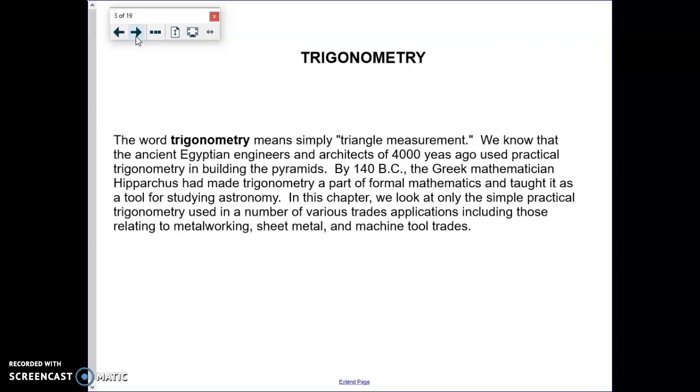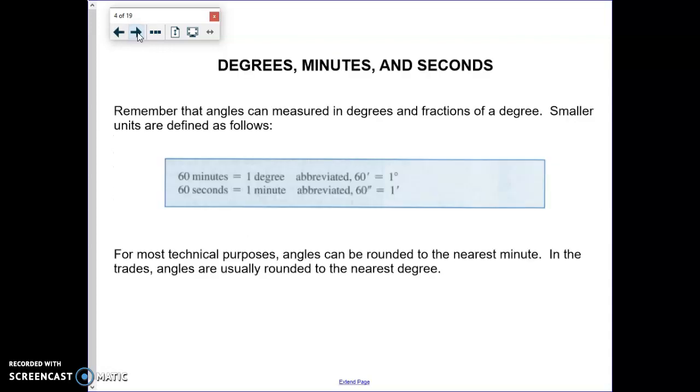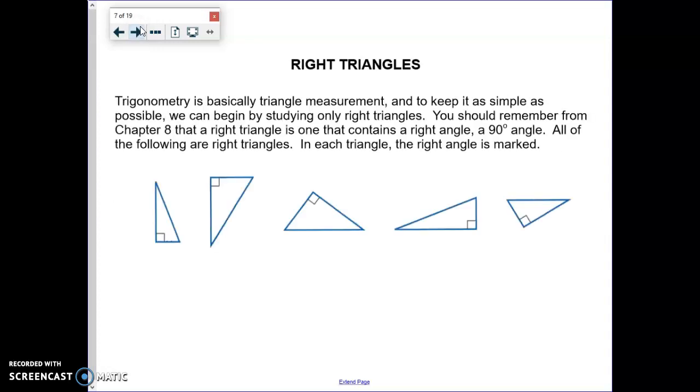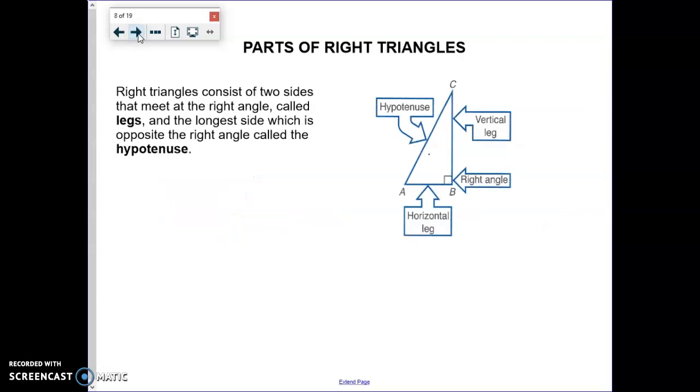So in this chapter we'll look at only simple practical trigonometry. We use numbers of various trade applications, including those relating to metalworking, sheet metal, machine tool trades, construction, and so forth, plumbing. So we're going to skip over these angle problems and go right to this. We're going to look at the study of right triangles. Now, trigonometry is a study of all triangles, but we're just going to look at right triangle trigonometry. And basically what that means is we're looking at triangles with a single right angle in it.